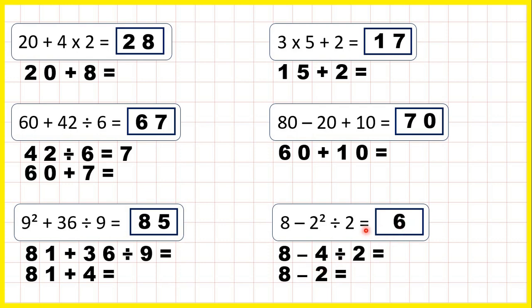So remember, the order is that we do brackets first, then we do squareds or cubes, then we do multiplication or division, then we do addition or subtraction, because addition and subtraction are easy, and we leave the easy stuff till the end.